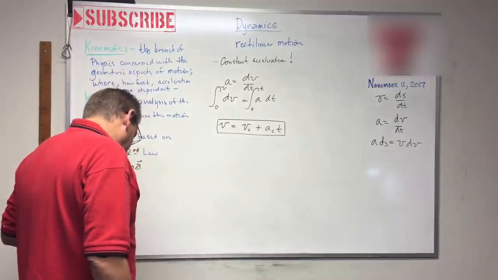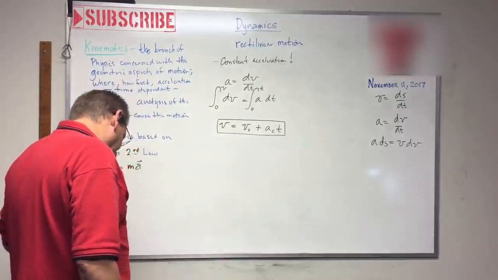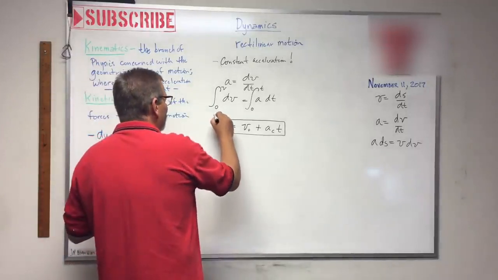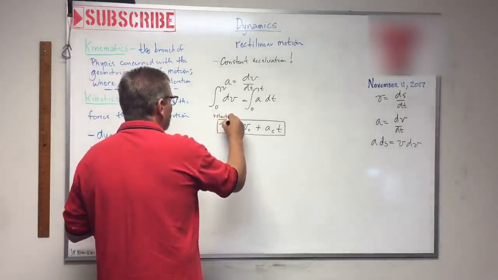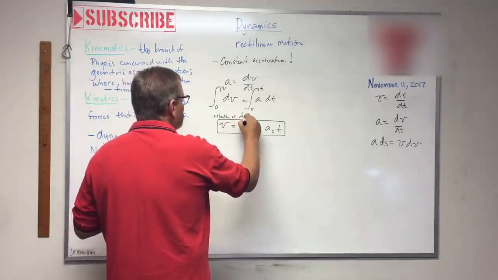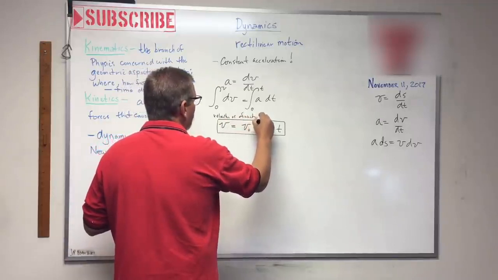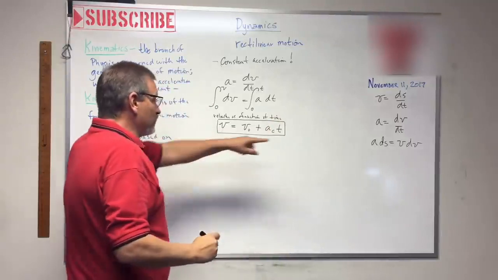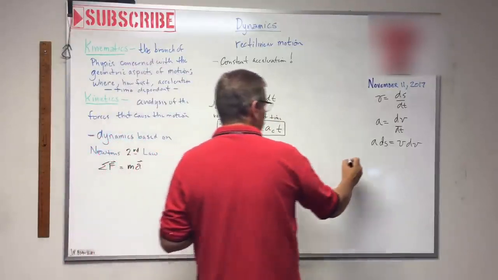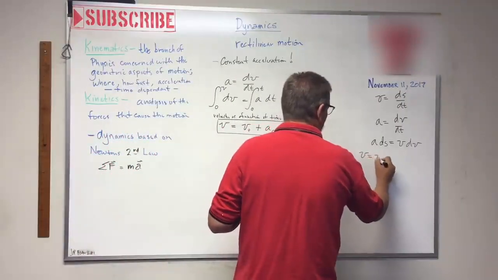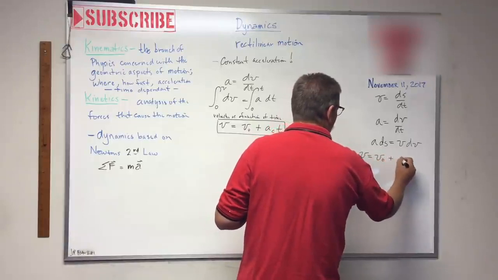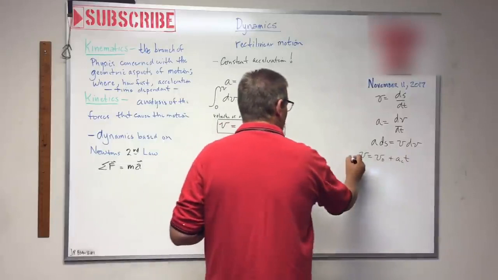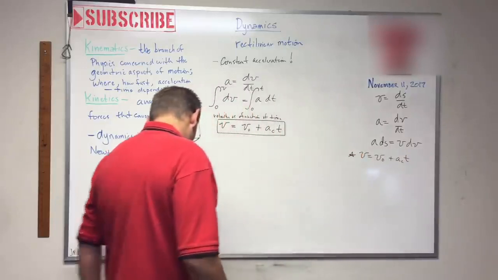And that is going to be velocity as a function of time, okay? So this guy right here is velocity as a function of time, okay? So let's write that guy over here. This is an important one here. So v equals v naught plus a t. That's a biggie.